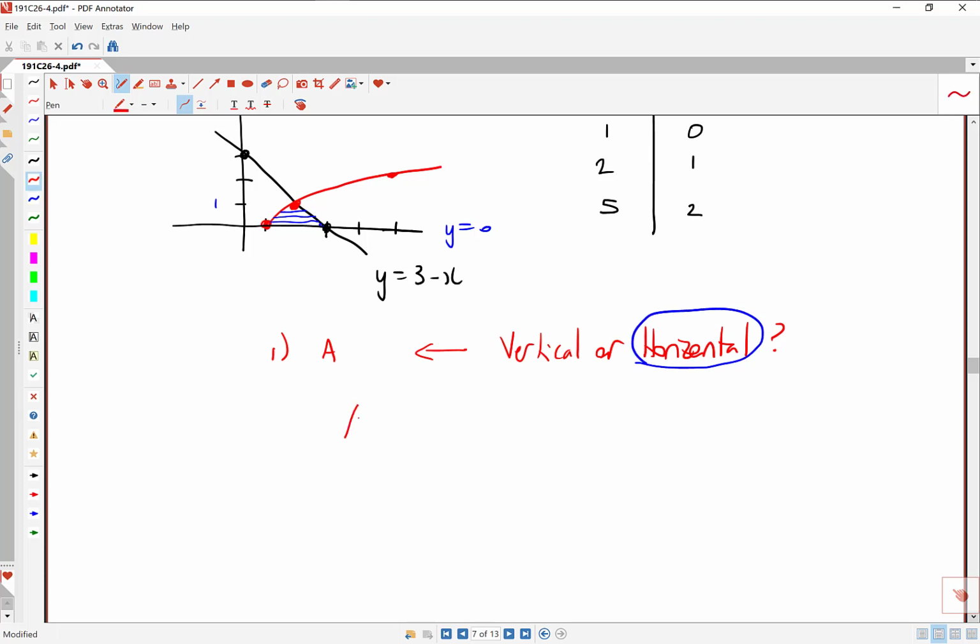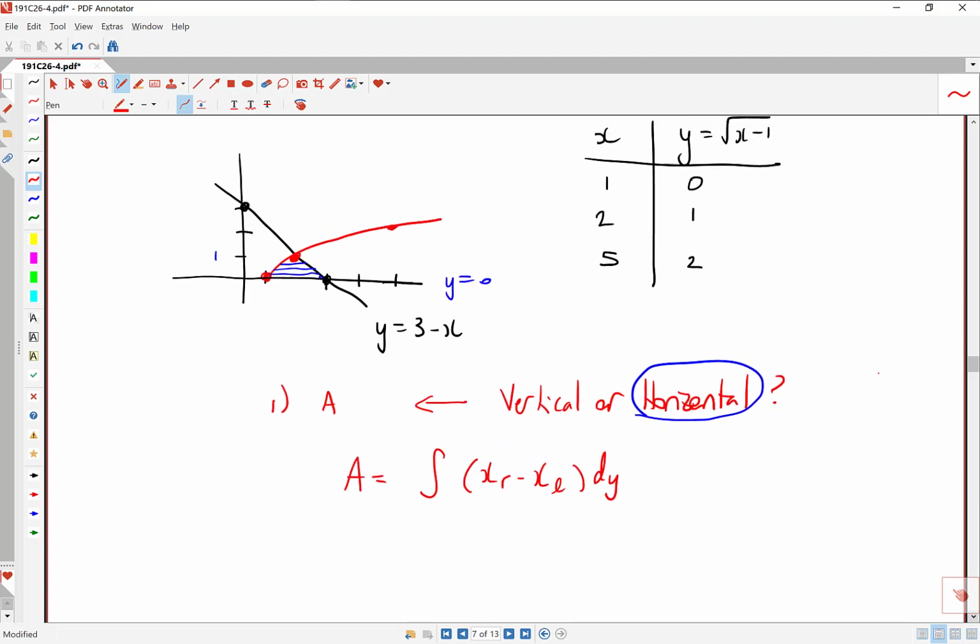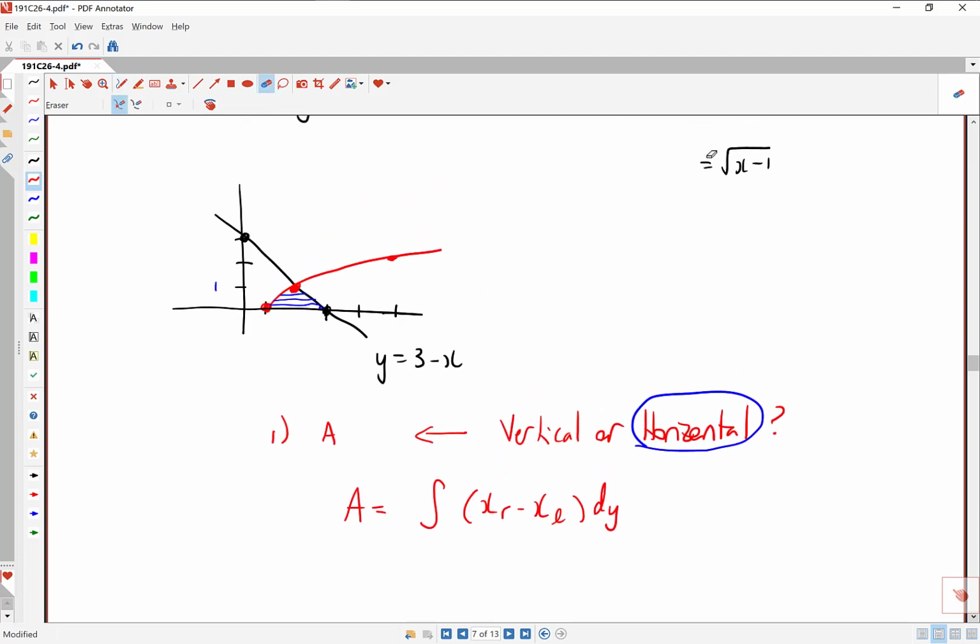All right, so let's think about area. Flashback to area with horizontal slices. So you're integrating whatever the area of a horizontal slice is. That's x right minus x left times dy. So in order to plug into this integral, we need to do a little bit of side work. So let's go back to our sketch, and we're going to think about x right and x left in a little bit more detail.